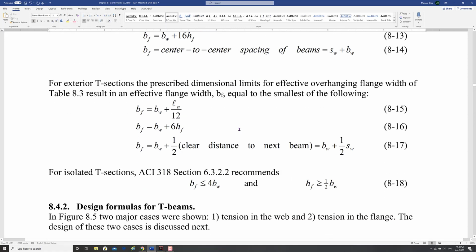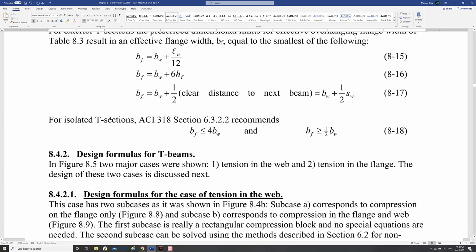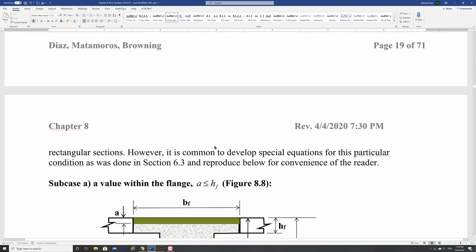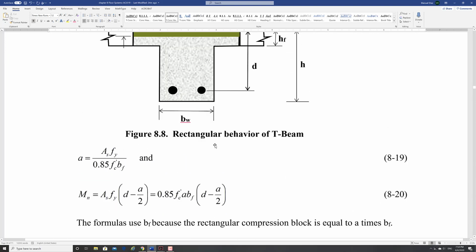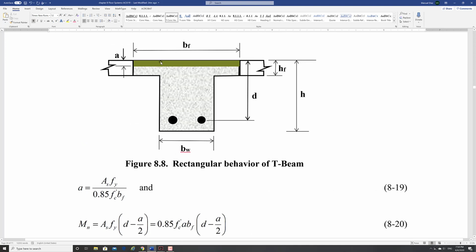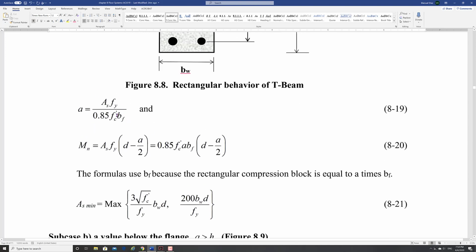All right, so now that we have those taken care of, that's where you find them. You have it in your design aids, you have it in your ACI. And then you have isolated T sections, like I said, precast members. Your B sub F has to be less or equal than 4 times your BW, and your thickness has to be greater or equal than 1.5 BW to have a geometry that usually works fine. Okay, we already had the design formulas. We have developed those before. Remember, this is the case when the A value is in the flange, so we use that formula, but the B has to be your B sub F, right?